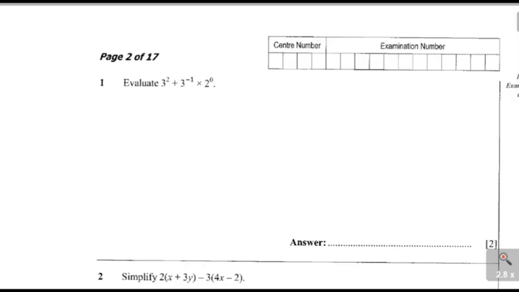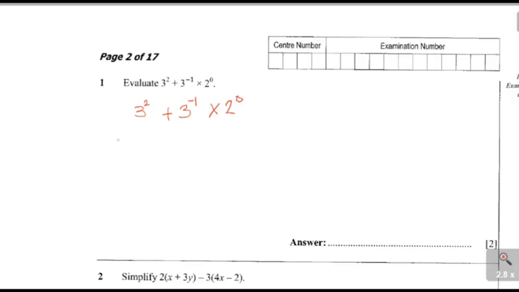Question 1 reads: evaluate 3 raised to the power of 2 plus 3 raised to the power of negative 1, times 2 raised to the power of 0. In order for us to evaluate this, the first thing is to write the question the way it is. So I'm going to say 3 raised to the power of 2, plus 3 raised to the power of negative 1, then times 2 raised to the power of 0.